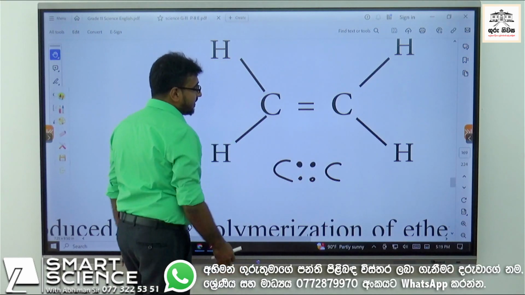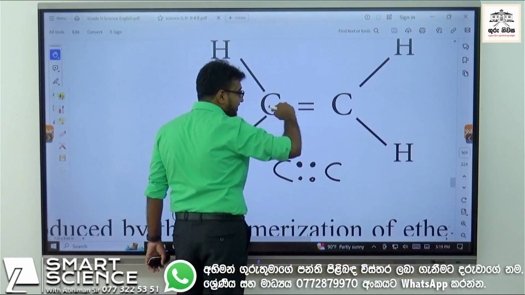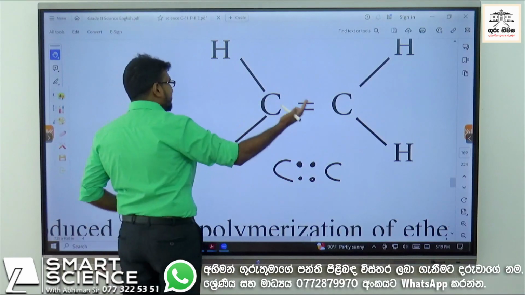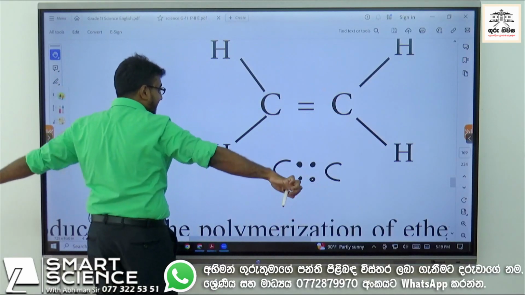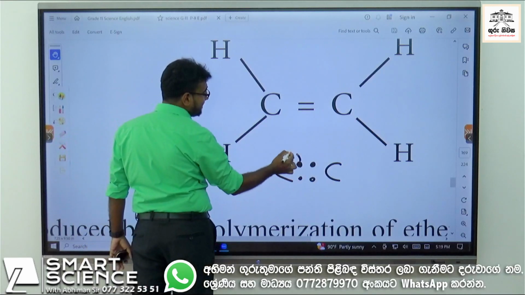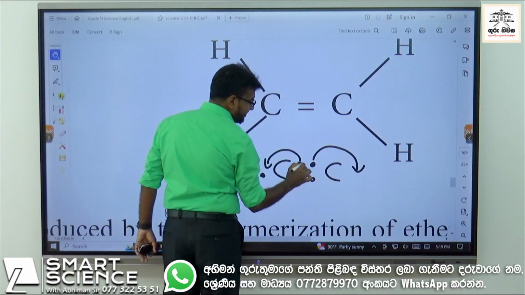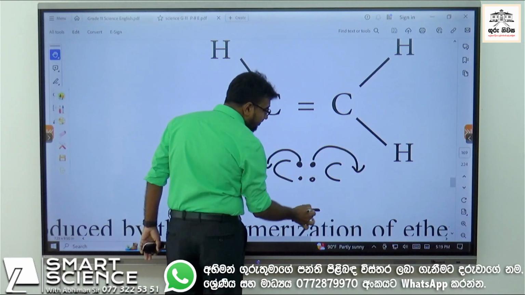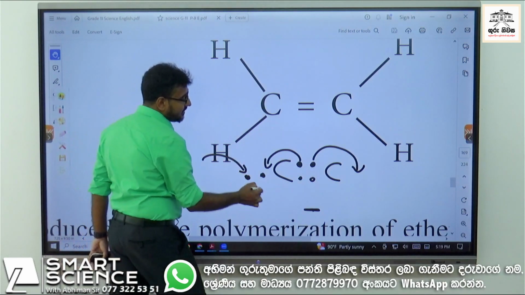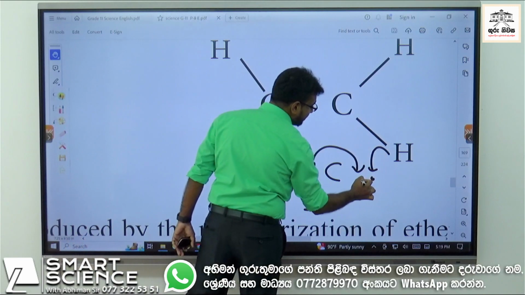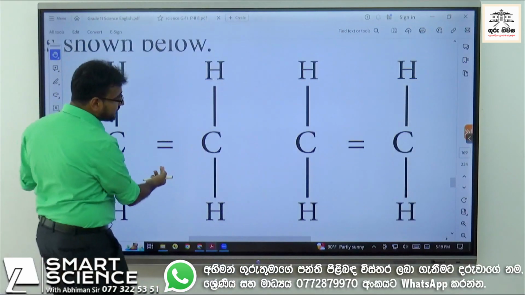Then what happens? One bond remains, because there should be a bond between these two carbons, but it needs to create a bond on the two sides. So it is creating another single bond. We have to draw that in detail.